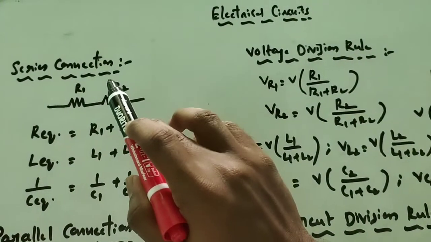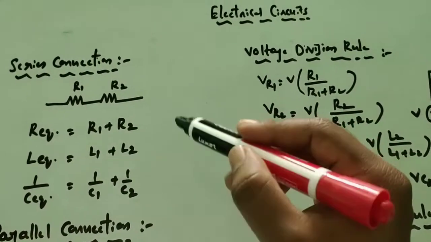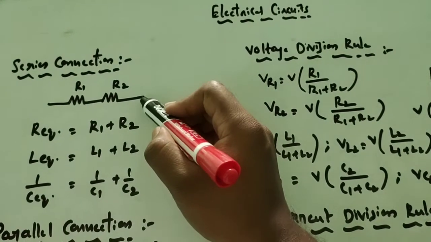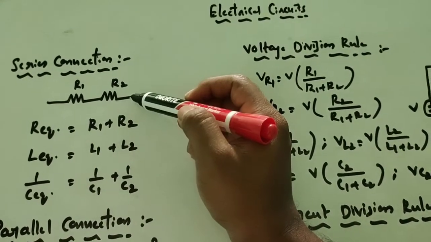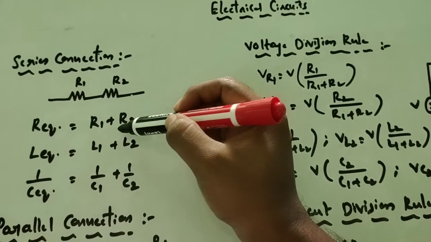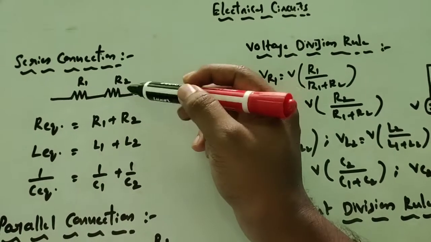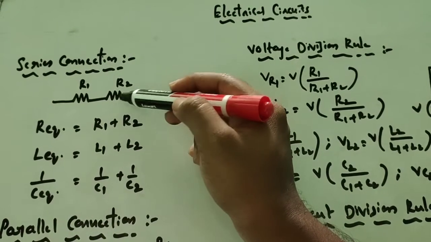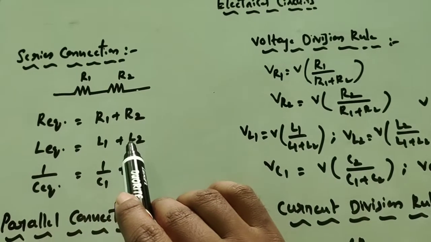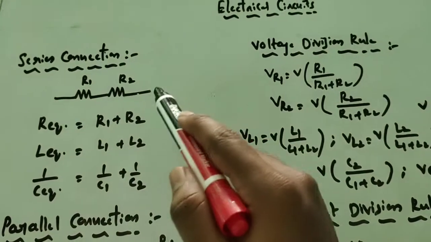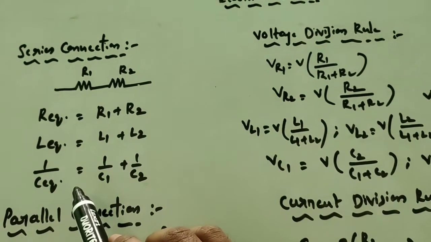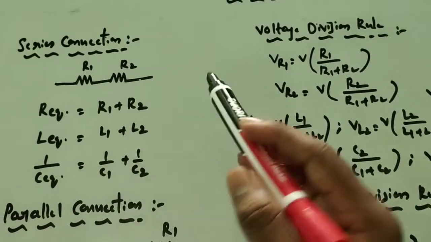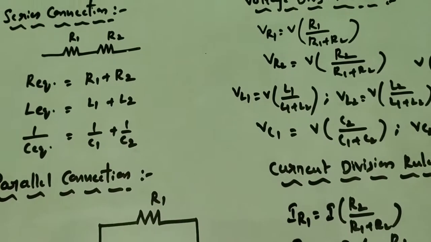Now I'm going to explain series connection. If I connect two resistances in series, then the total equivalent resistance is given by R1 plus R2. If I replace the resistances by inductances, then L equals L1 plus L2. And if I replace them with capacitances, then 1 by C equals 1 by C1 plus 1 by C2. That is the series connection I'm showing here.